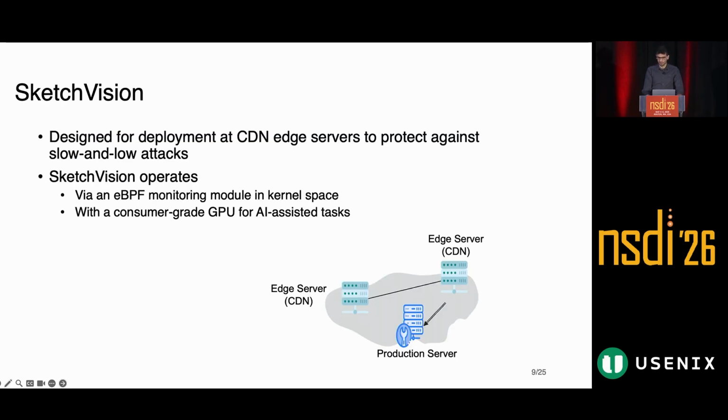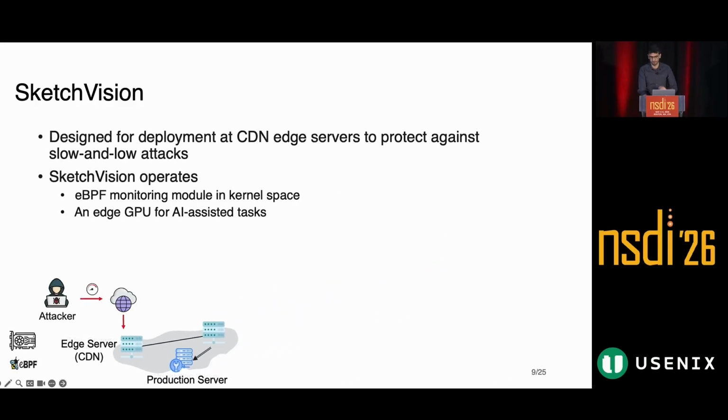As a solution, we propose SketchVision, which is designed for deployment at the edge server of a CDN to protect production servers from slow and low threats. At the edge server, SketchVision operates through an eBPF-based monitoring module running within the kernel.